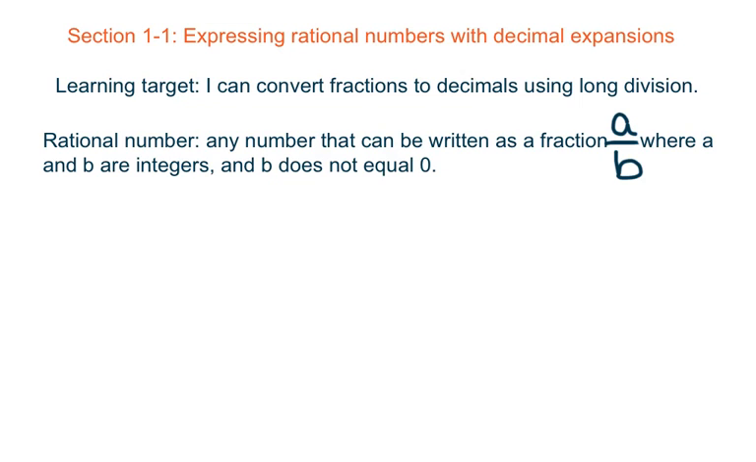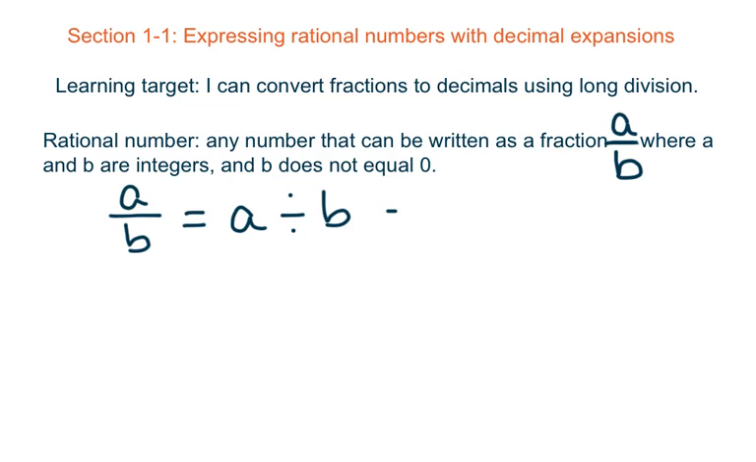Good day! In this lesson we are going to review how to convert fractions to decimals using long division. A rational number is any number that can be written as a fraction a over b, where a and b are both integers and b does not equal 0. So we're going to take the fraction a over b and turn it into a division problem, because all fractions are division problems. So a over b means a divided by b.